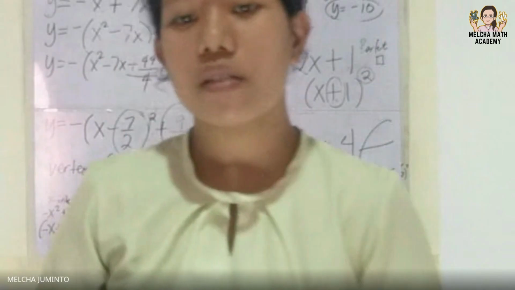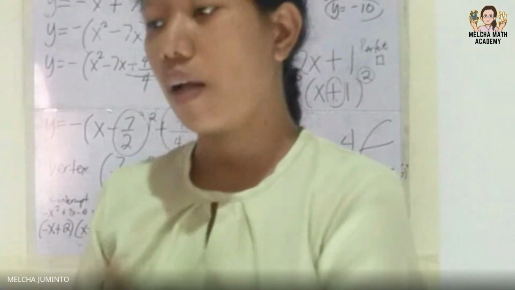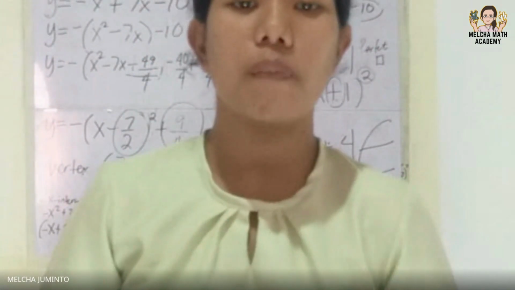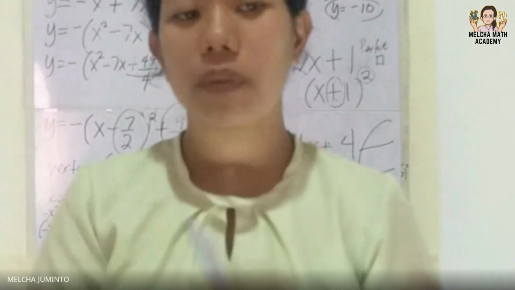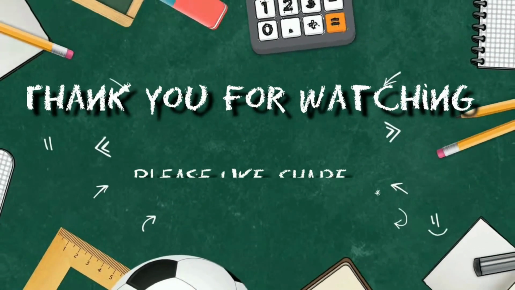Paano mahanap ang x-intercept? Let y equals 0. Use factoring to find the values of x-intercept. Laging dalawa ang x-intercepts. Paano mahanap yung y-intercept? Let x equals 0. Yung term na walang x, siya yung y-intercept. Diyan dadaan yung graph sa y-axis.